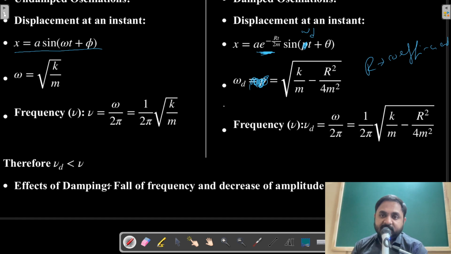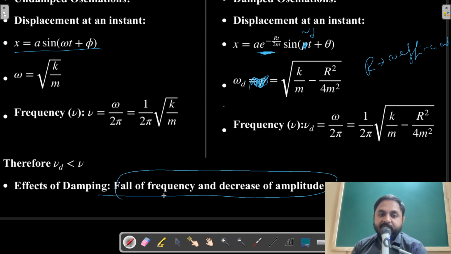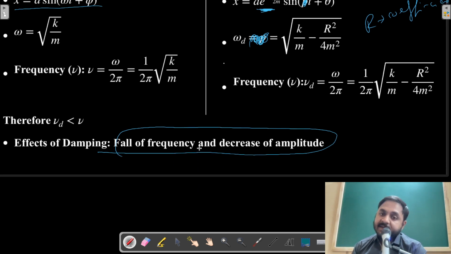So what are the effects of damping? Effects of damping are the fall of frequency and the decrease of amplitude.